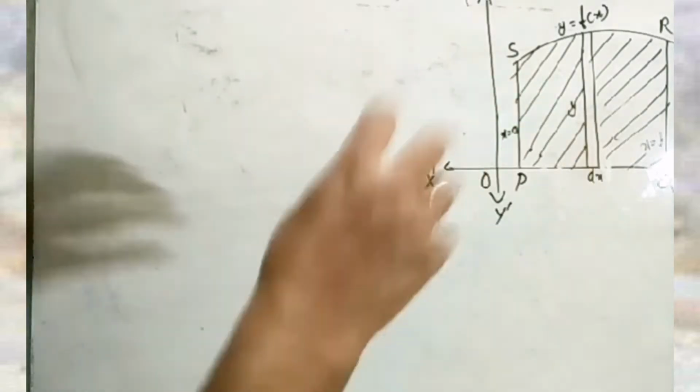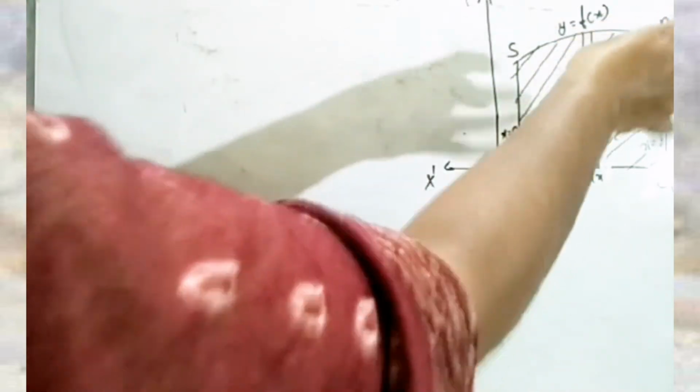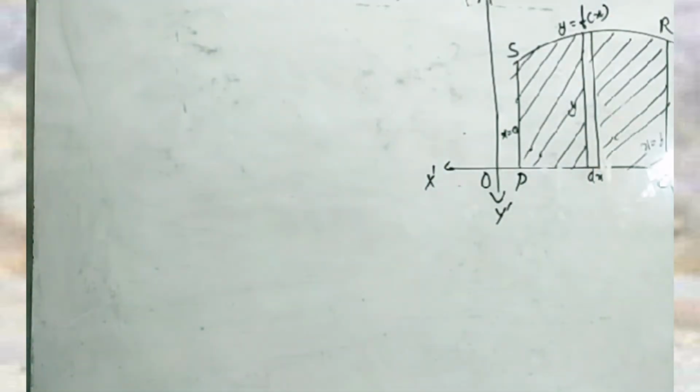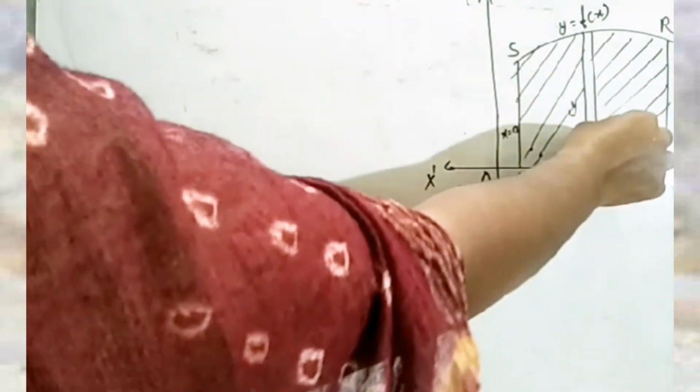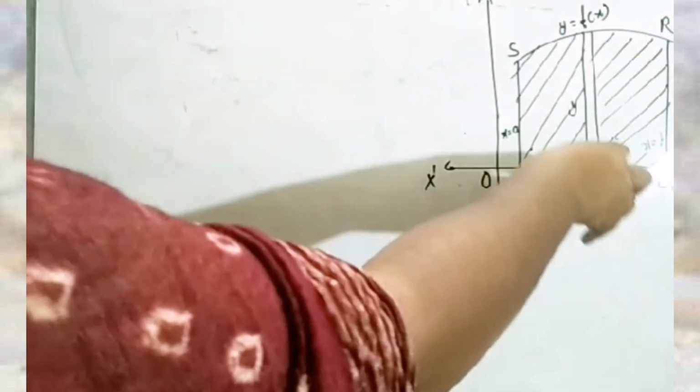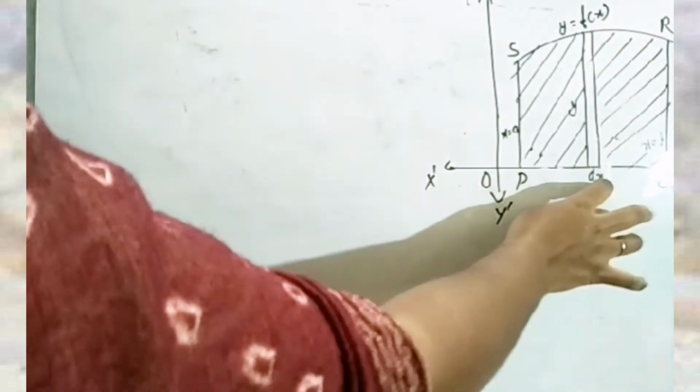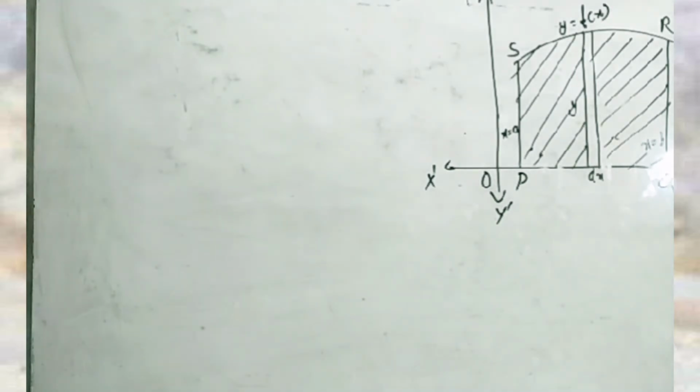Before integration, we can divide this area into some small strips. We can divide the shaded portion into thin strips. Here I am going to consider one arbitrary strip. This is my arbitrary strip in the shaded region with height y and width dx.